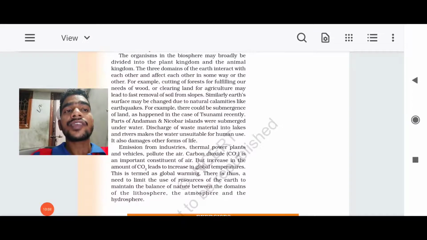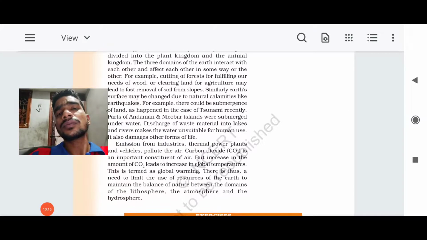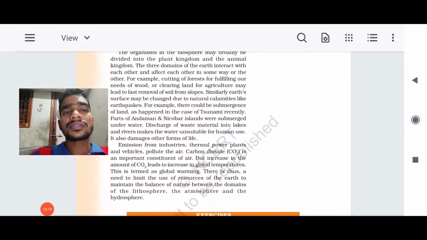Discharge of waste material into lakes and rivers makes the waters unsuitable for the human race, and it also damages other forms of life. Emission from industries, thermal power plants and vehicles pollutes the air. Carbon dioxide, that is CO2, is an important constituent of air, because if you know the photosynthesis process, you can really understand the importance of carbon dioxide.